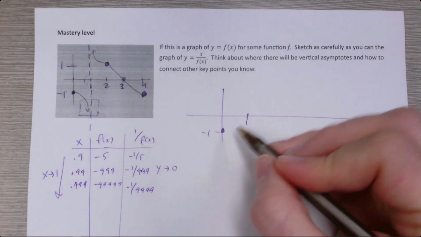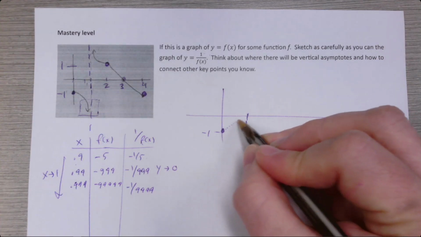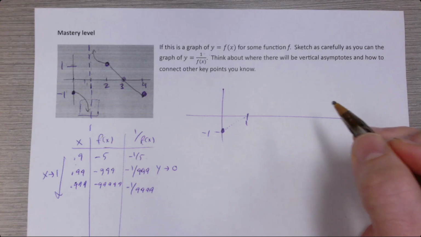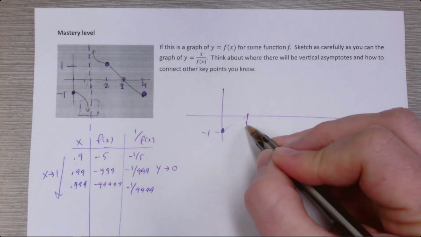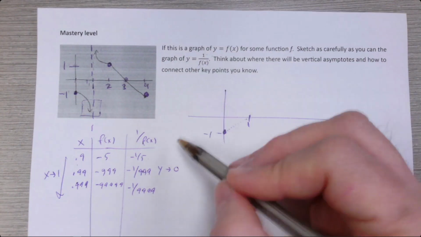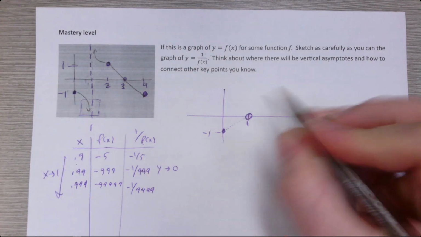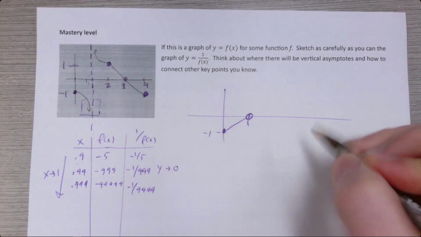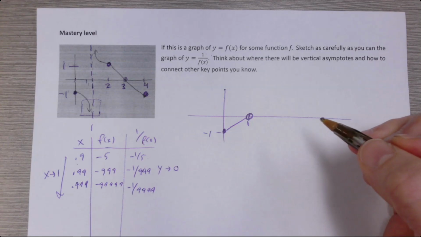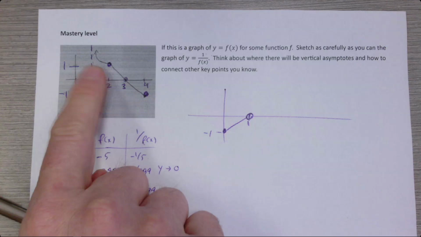So if I was going to start plotting these points, I don't know if it's linear or not linear, but I'm getting closer and closer to 0. And then when x equals 1, remember, f of 1 is not defined, which means 1 over f of x is also not defined. So I think I've got a curve that's approaching 1, but then there's a hole right there, not an asymptote.